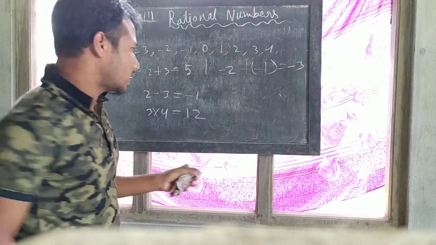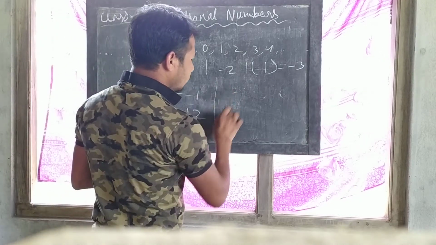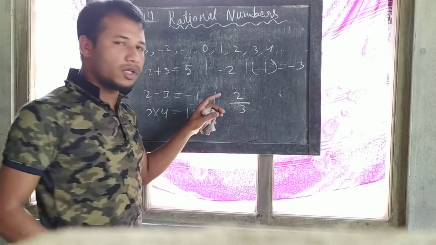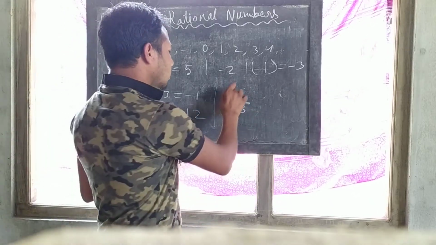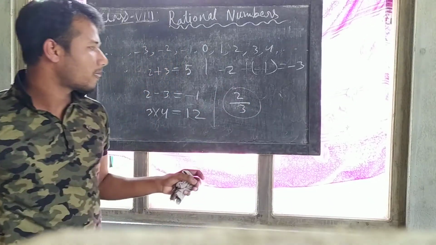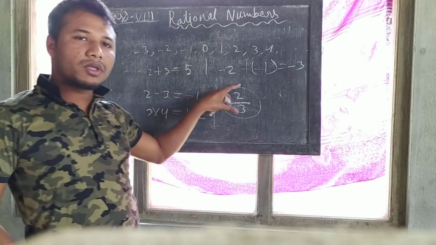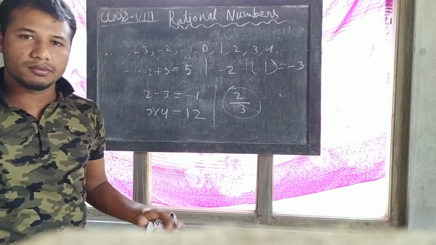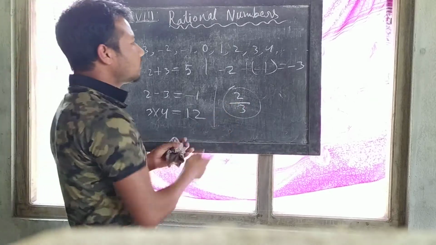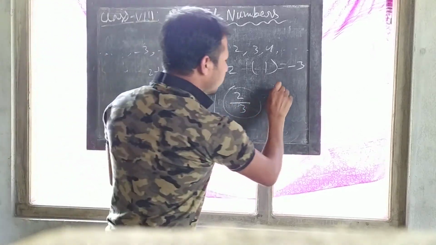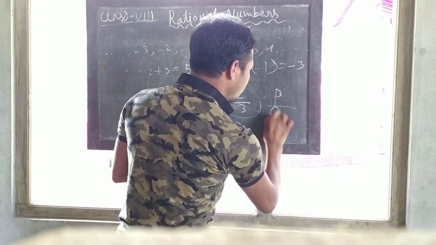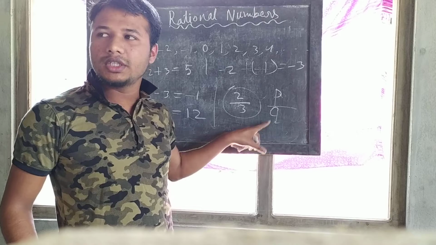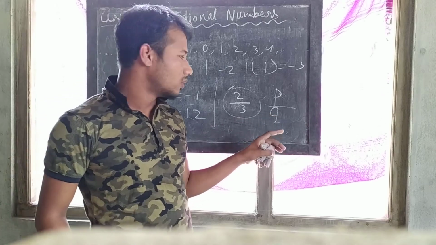But if we divide, suppose 2 by 3. Whether this is an integer or not? No, this is not an integer. Okay. So, what kind of number this is? This number is defined as rational number. Rational number means which number you can write in the form p by q, where p, q are any integers and q not equals to 0.